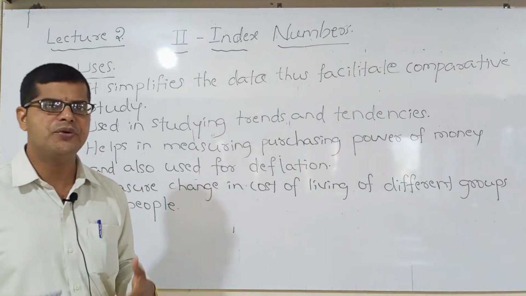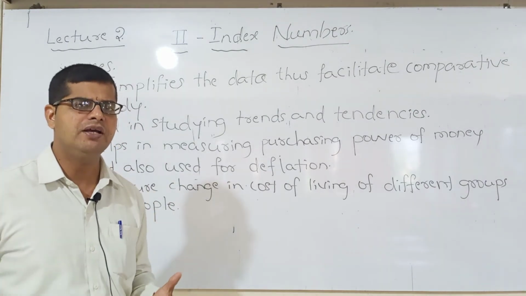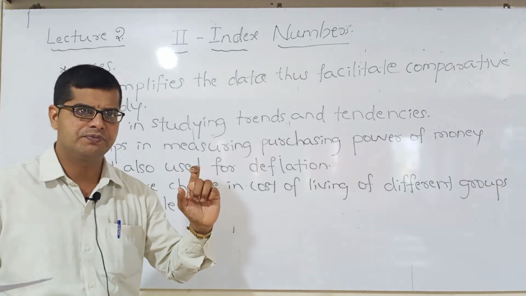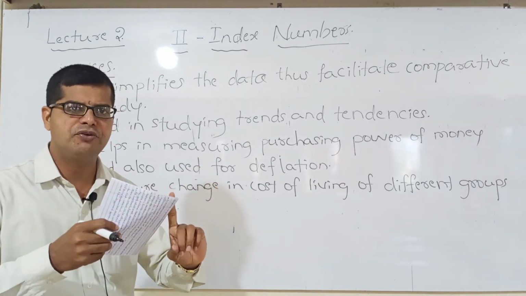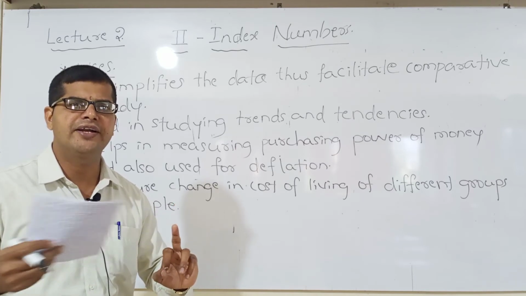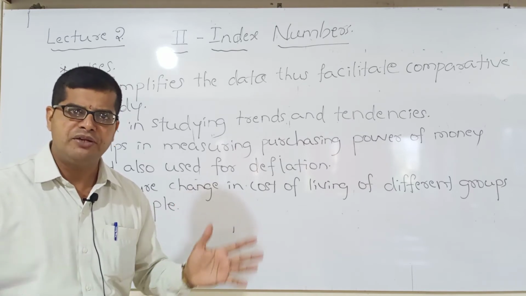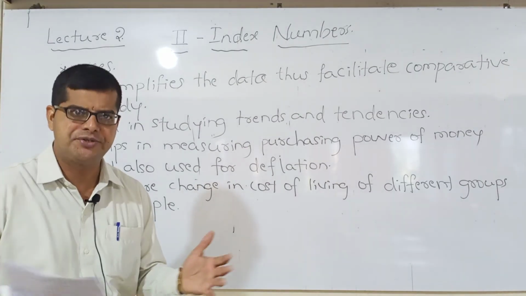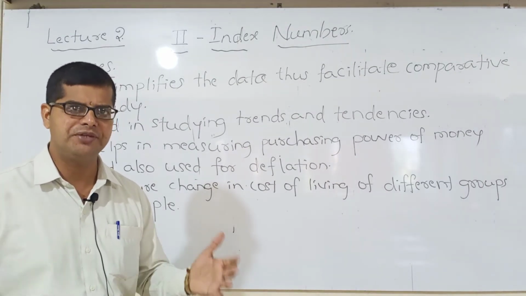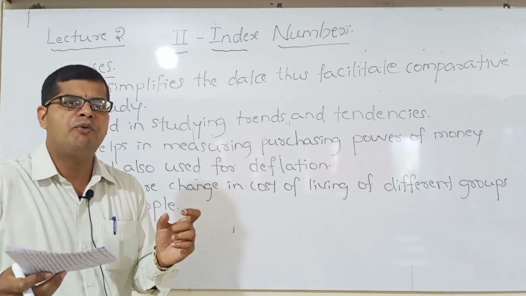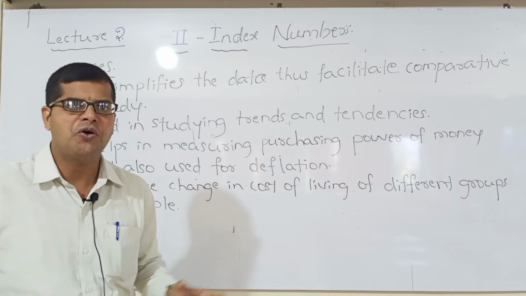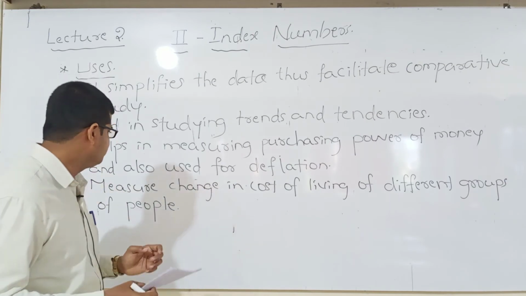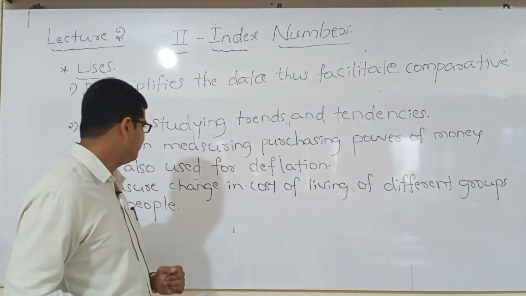For example, assume I am earning 20,000 per month. From that 20,000 rupees, what are all my basic requirements? I am spending for food, for clothes, and then other expenses like rented room, telephone bill or mobile recharge, electricity bill, water bill. Each and everything I meet, because all these are the basic requirements which I have to meet. So what is the final amount that remains? All these things can be measured because of index numbers, and at the same time it measures change in cost of living of different groups of people.